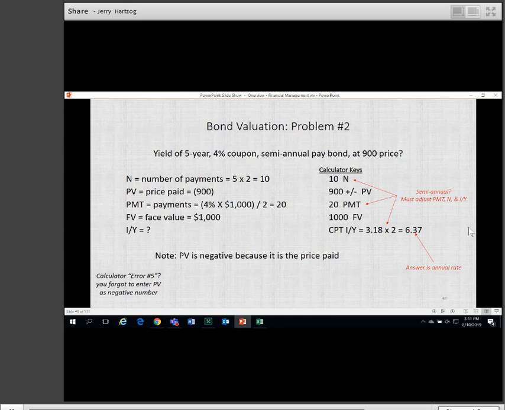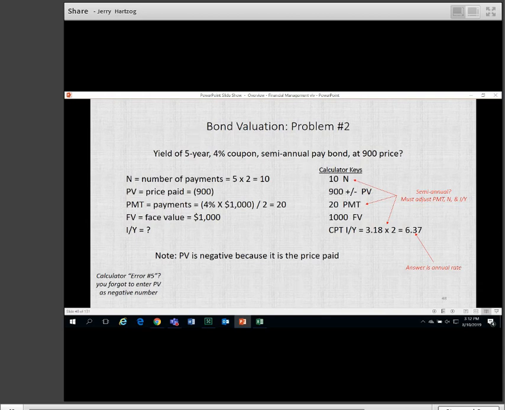But just as in the question, coupons and yields are expressed as annual rates, if you're requested to solve for one, you need to use the annual rate as your answer. So you need to take that semi-annual rate, multiply by 2 to get the annual rate. Now, if you run into on your calculator something that says error number 5, it's simply you forgot to enter this PV as a negative number.